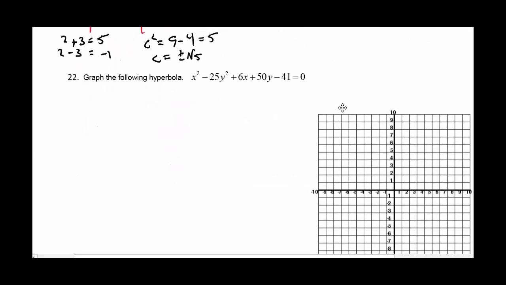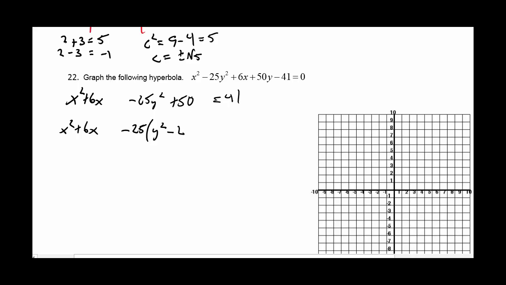All right, number 22. First thing is to group the x's and the y's together and then move that 41 over. So x squared plus 6x and minus 25y squared plus 50y all equals 41. Let's see, the x's are fine. I can go ahead and do completing the square there. The other one, I do want to factor out the 25. Get y squared minus 2y.